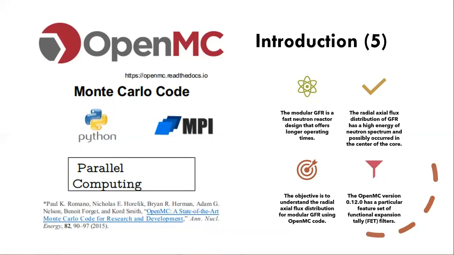The radial flux distribution of gas-cooled fast reactor has a high energy neutron spectrum and possibly occurs in the center of the core. The objective is to understand the radial and axial flux distribution for modular gas-cooled fast reactor using OpenMC code.